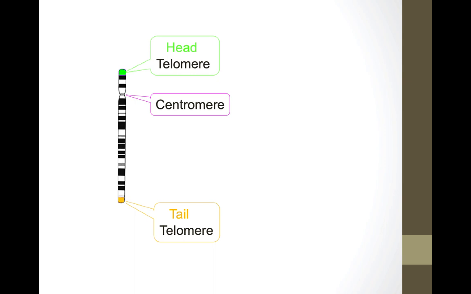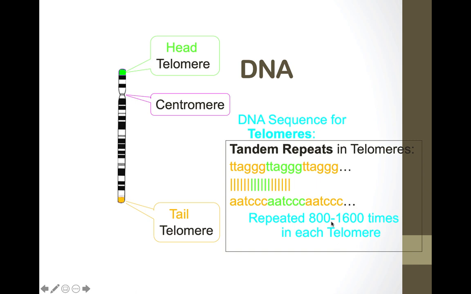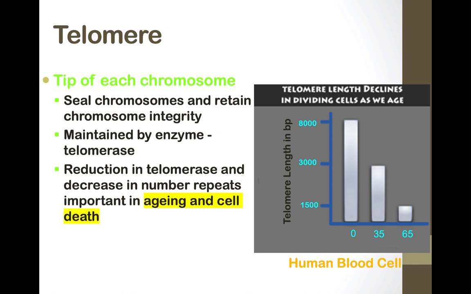So you have a centromere. This is what a chromosome might look like after you stain it, for example with a Giemsa stain. You have a head and tail, with the short and long arm, and the centromere in the middle. The DNA sequence of the telomere is usually tandem repeats, repeated between 800 to 1600 times in each telomere. This seals the chromosome and retains chromosome integrity, and it is maintained by the enzyme telomerase. And reduction in telomerase activity is, as we said, related to aging and cell death.